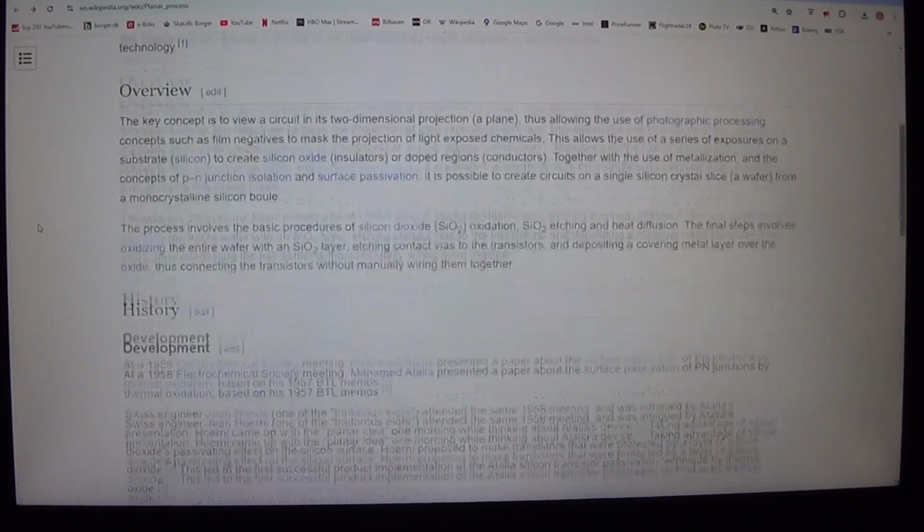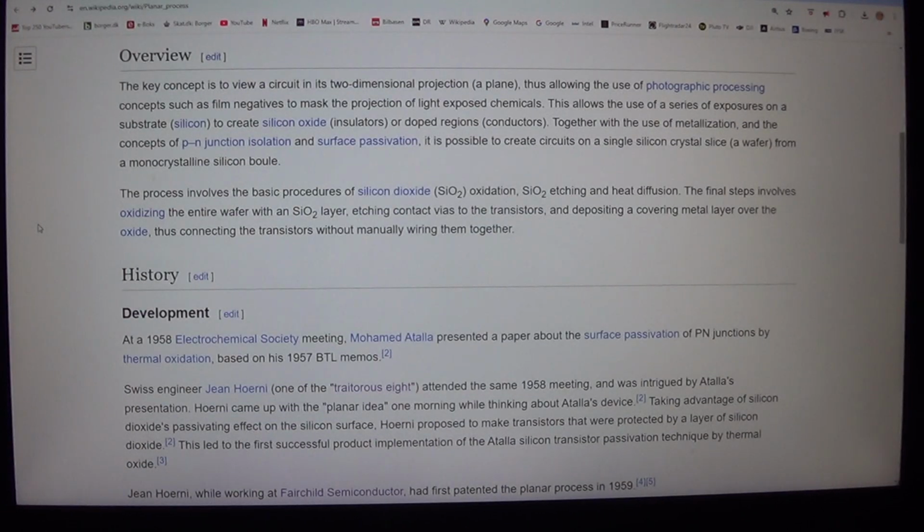Overview. The key concept is to view a circuit in its two-dimensional projection, a plane, thus allowing the use of photographic processing concepts such as film negatives to mask the projection of light-exposed chemicals. This allows the use of a series of exposures on a substrate, silicon, to create silicon oxide, insulators, or doped regions, conductors. Together with the use of metallization, and the concepts of p-n junction isolation and surface passivation, it is possible to create circuits on a single silicon crystal slice, a wafer, from a monocrystalline silicon boule.